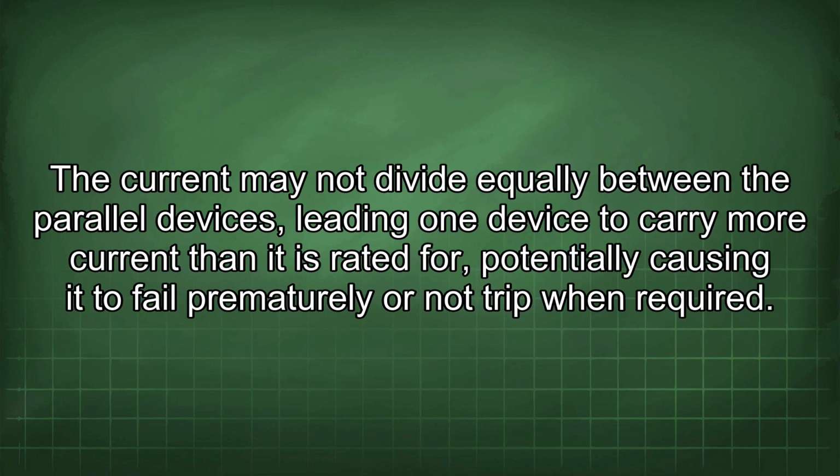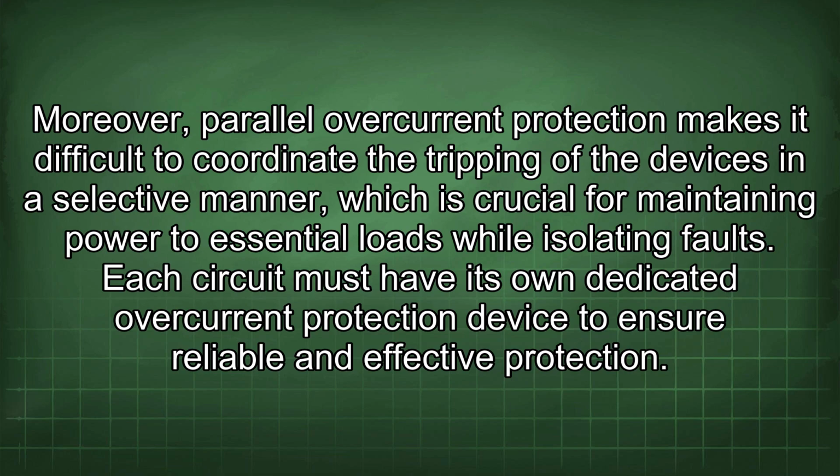The current may not divide equally between the parallel devices, leading one device to carry more current than it is rated for, potentially causing it to fail prematurely or not trip when required. Moreover, parallel overcurrent protection makes it difficult to coordinate the tripping of the devices in a selective manner, which is crucial for maintaining power to essential loads while isolating faults. Each circuit must have its own dedicated overcurrent protection device to ensure reliable and effective protection.